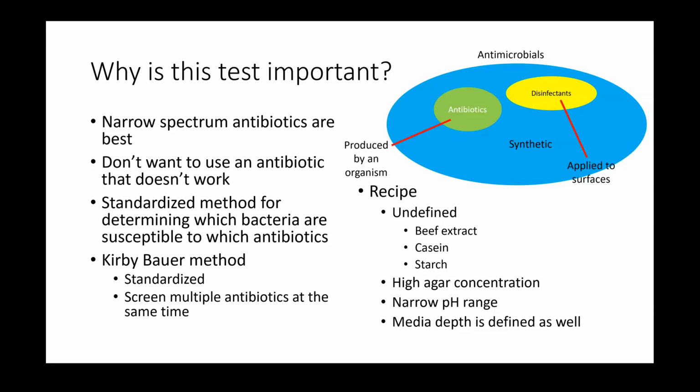So all these different terms, right? Broadly speaking, any substance that acts against bacteria or microbes in general, I should say, bacteria, viruses, fungi, and so on, is considered an antimicrobial. If it comes from something that's alive, like penicillin, for example, which comes from the bread mold Penicillium, or streptomycin, which comes from the Streptomyces griseus bacteria, then we would consider those antibiotics.